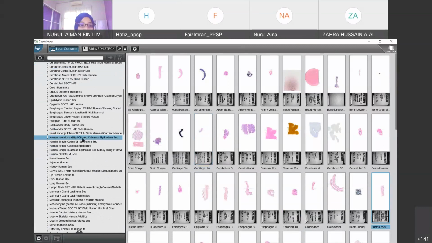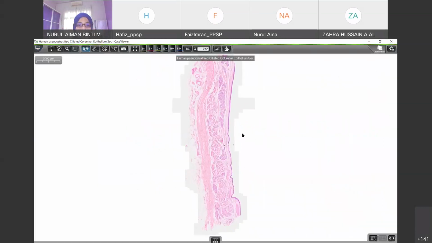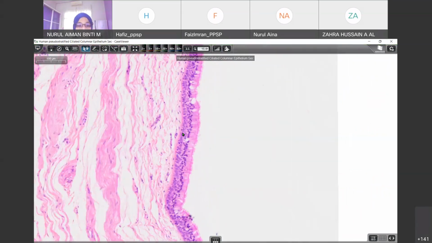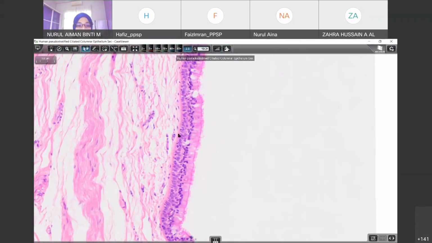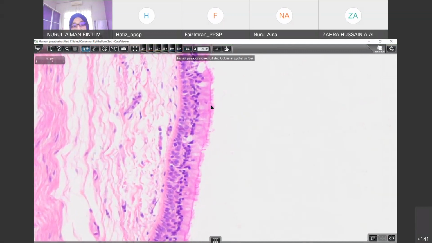I can't remember this slide. It's the same as this one. Yeah, this one is very clear. Students, can you all see this slide? Okay, you can see the cilia here. Okay, good. So you can see the cilia here. There is a lot of cytoplasm at the apical surface.